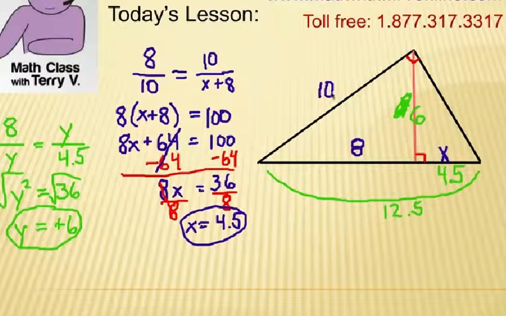Now, I know that the leg here is 10, the entire hypotenuse is 12.5, and I could use Pythagorean theorem to find the third side, this missing leg. I could also use Pythagorean theorem with this smaller triangle here. One leg is 6, the other leg is 4.5, and I can find that hypotenuse there of the smaller triangle.